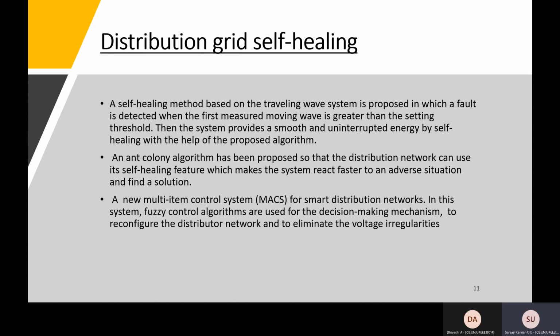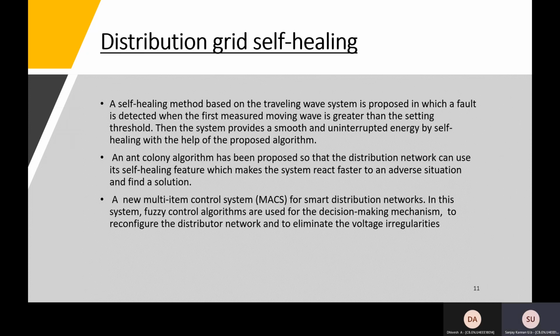Now coming to distribution grid self-healing. So here we have a traveling wave mechanism in which the fault is detected when the measured moving wave is greater than the setting threshold. And we have another algorithm called the ant colony algorithm, which has been proposed. This algorithm is very fast, and it will react faster during adverse situations.